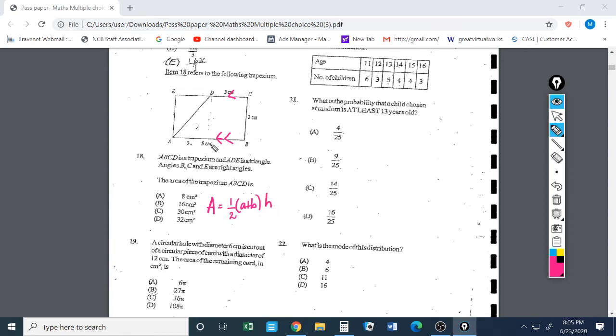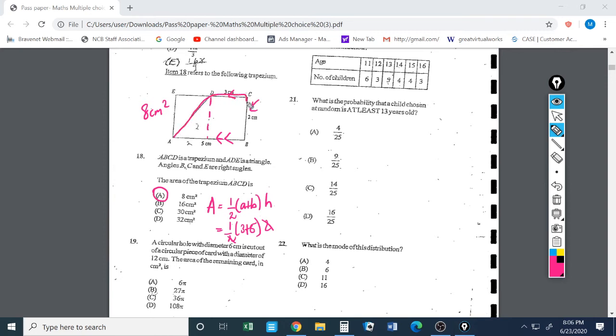So in this case, we have this side as 5 and that side as 3. So we're going to have a half of 3 plus 5. And h is clearly, in this case, 2, because this is the height here, right? So 2 is the height, so it's multiplied by 2. So this 2 goes into this 2, and it leaves 8. So you're going to get 8 centimeters squared as the answer. So 8 centimeters squared is the area of this trapezium here.